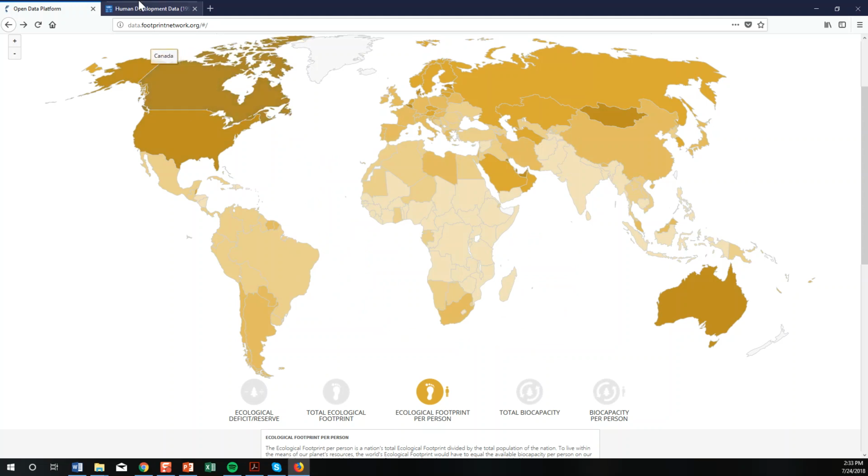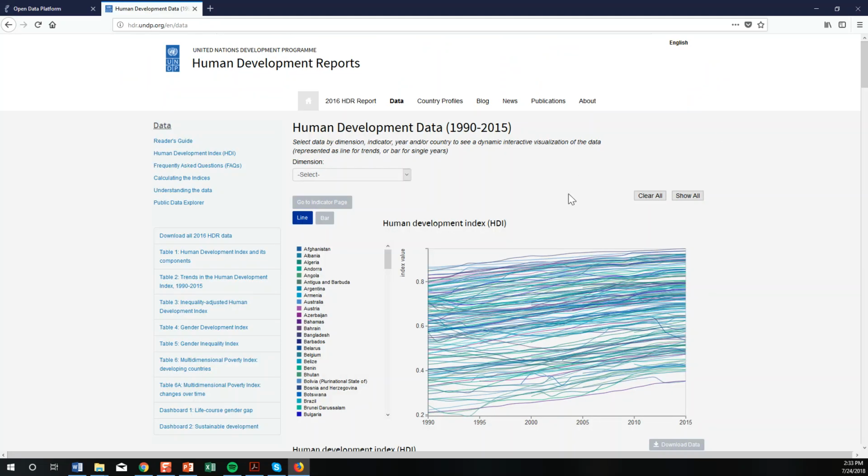And then you're going to go to another website about the Human Development Index. And remember I talked about the Human Development Index as a kind of measure of how people are doing based upon education and income and health and life expectancy and a bunch of other variables. And so each country has a score on the Human Development Index.